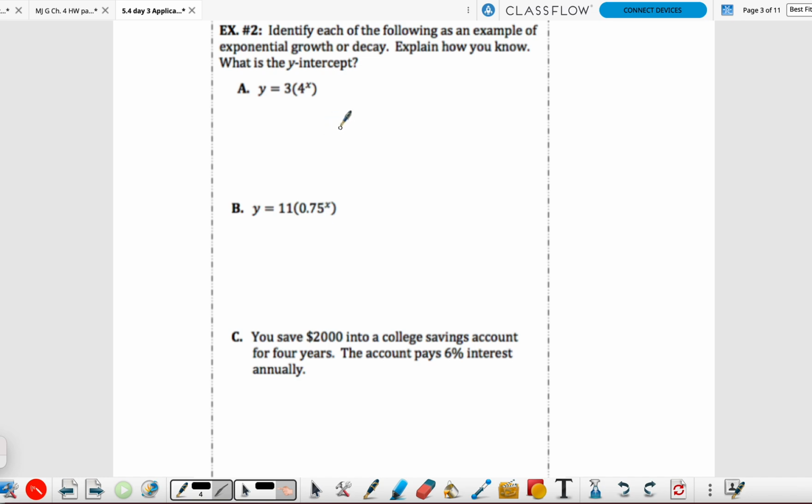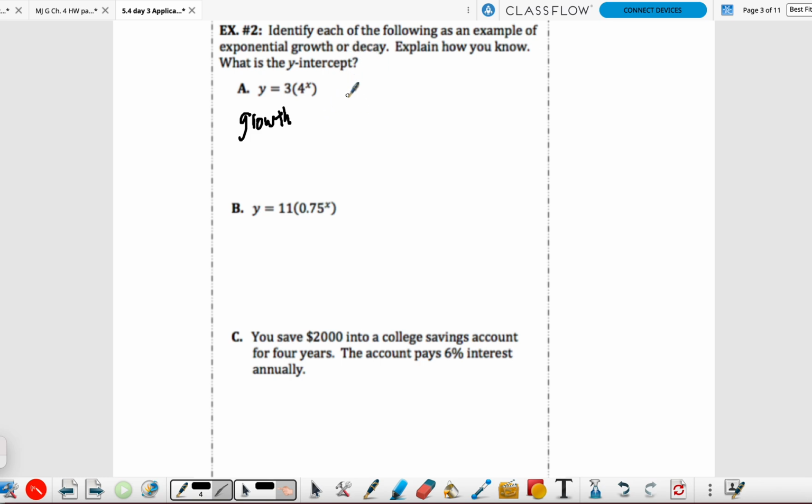And then we're asked, what is the y-intercept? So in A, we have y equals 3 times 4 to the power of x. So why don't you just think in your head, would that be growth or decay? Well, that would be growth. The reason it's growth is because this value that's being raised to the power of x is bigger than 1. So basically you're multiplying by 4 each time. So as x gets bigger, you're going to keep multiplying by 4 and by 4 and by 4.